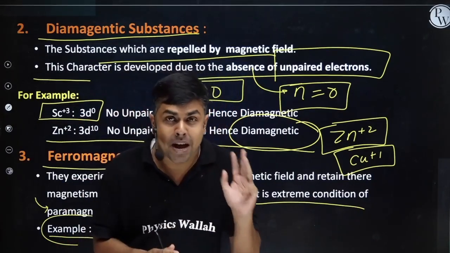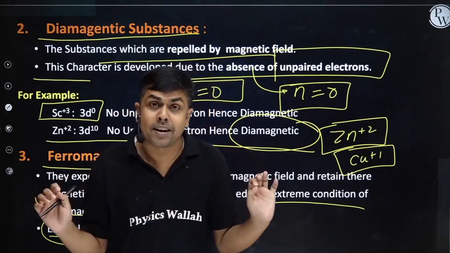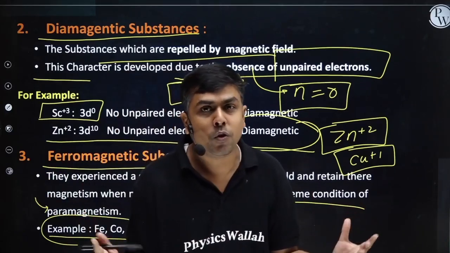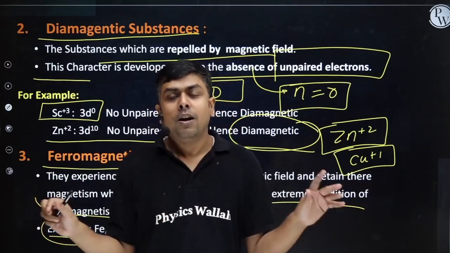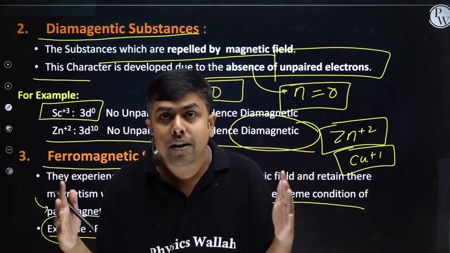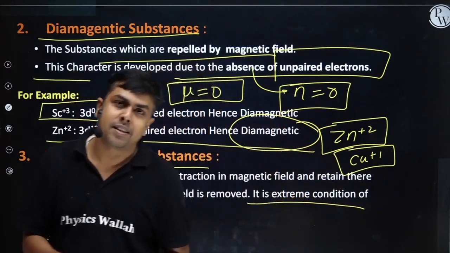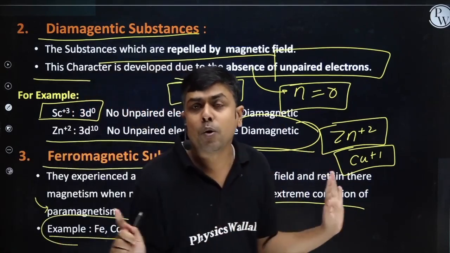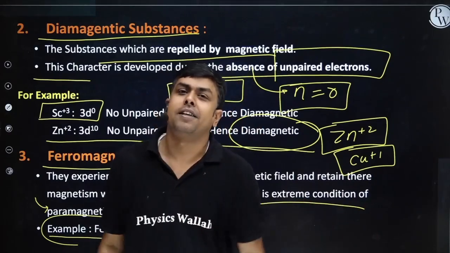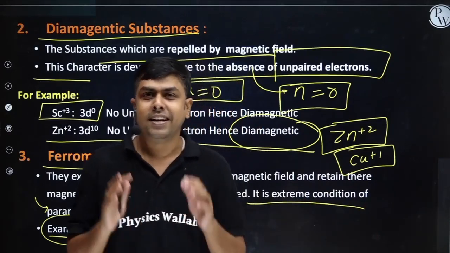What do we mean by paramagnetic? There are unpaired electrons, so mu is non-zero. Diamagnetic, mu equals zero: no unpaired electrons, all the orbitals are completely filled, all the electrons are paired. If I talk about ferromagnetic substances, the best examples are iron, cobalt and nickel. It's the extreme condition of paramagnetism. Shall I move ahead? Let's move ahead now.